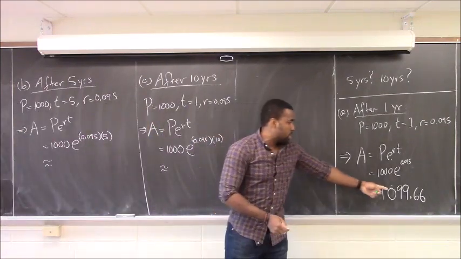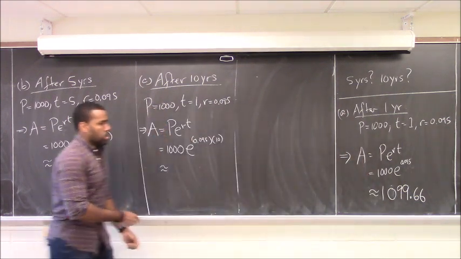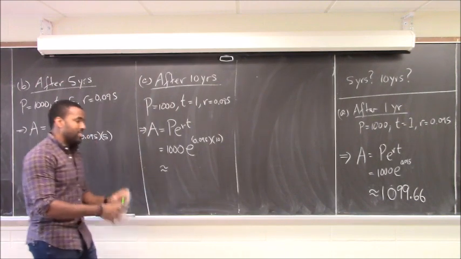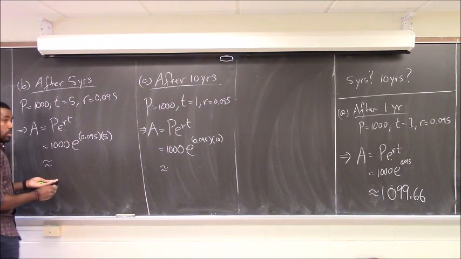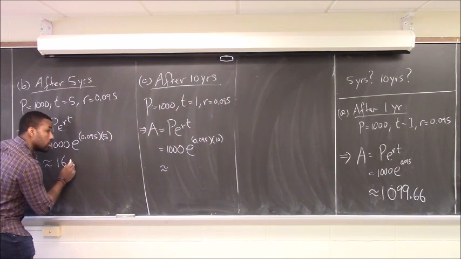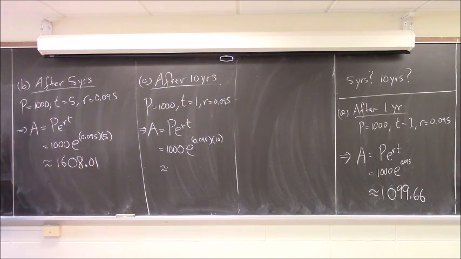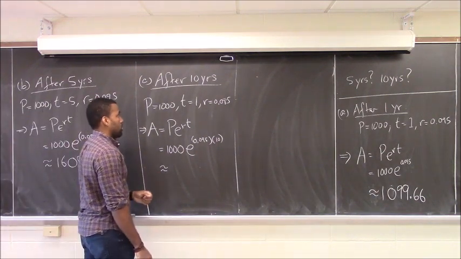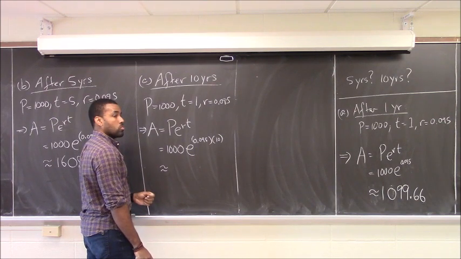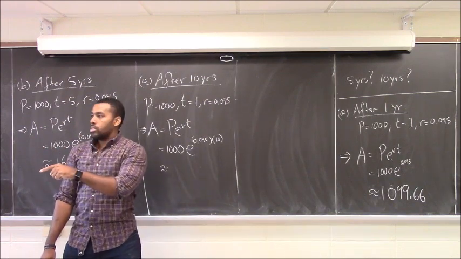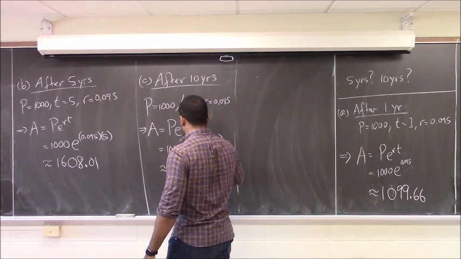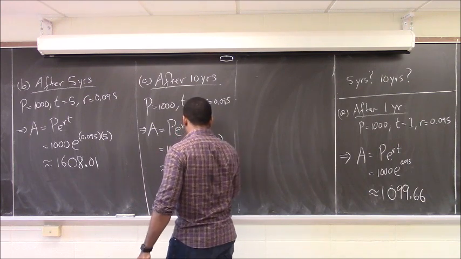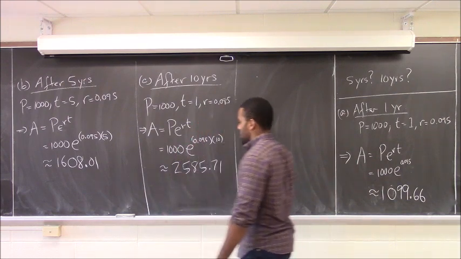You might remember with simple interest we got 1,095 or something like that for this one. So here we got an extra $4 out of it, sort of an extra $3. Again, it doesn't seem like a big deal after 1 year, but over time it'll change a lot. After 5 years, yeah, $1,608.20, rounded to 2 decimal places. So you see, after 5 years, we're adding like 600 something. And after 10? I got 2,585.71. So those are the years.